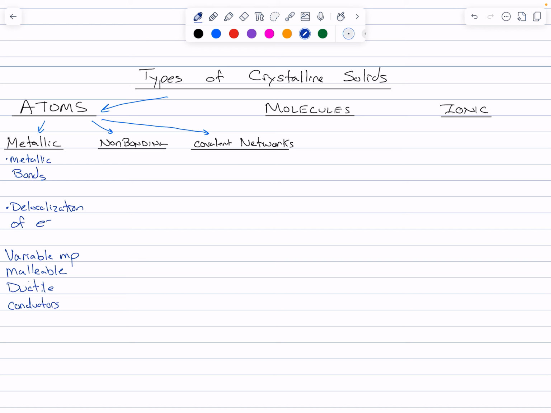So those are metallic solids, and we are not going to go into those mostly. We're going to go into the atomic non-bonding ones, and these are held together by intermolecular forces. They are not bonding, and they usually have low melting points. An example of this would be solid xenon, solid iodine. They're usually brittle, so they cannot be hammered into sheets. The opposite. They would shatter, and they're typically non-conductors.